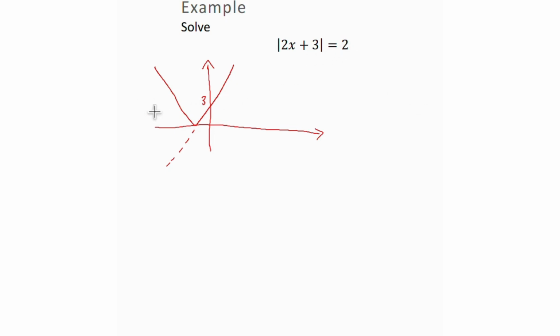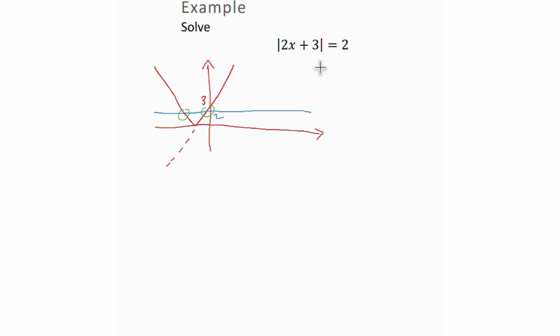And when is that equal to 2? Well, that's when that's equal to the horizontal line that goes through 2. So this is y equals 2. So we can see from here there are 2 points of intersection between these two functions. That means we're looking for 2 possible solutions to this equation.